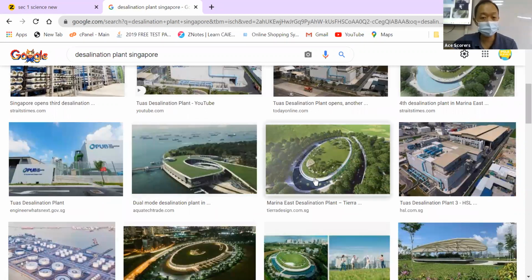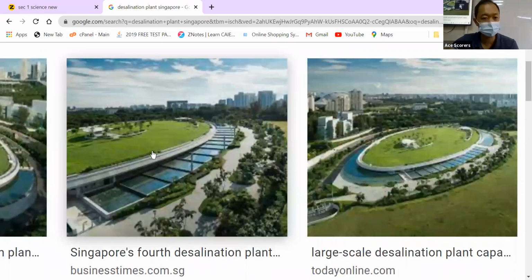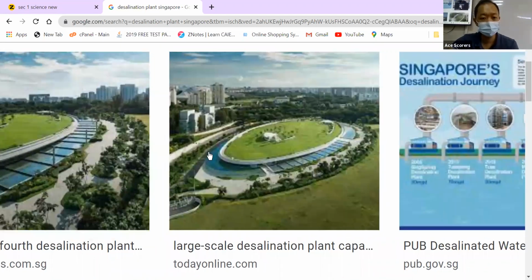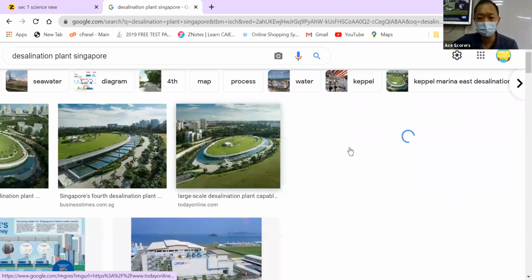So this is a desalination plant. Actually, never seen this before. Fourth desalination plant. Where is it? You can see a photo next to it. But what location is it? Seawater, fresh water. It's kind of interesting.